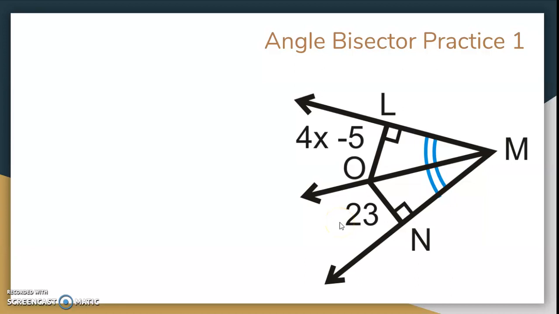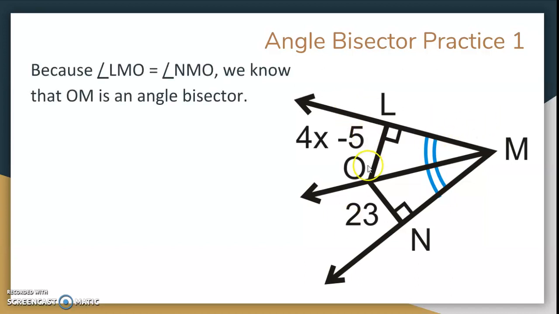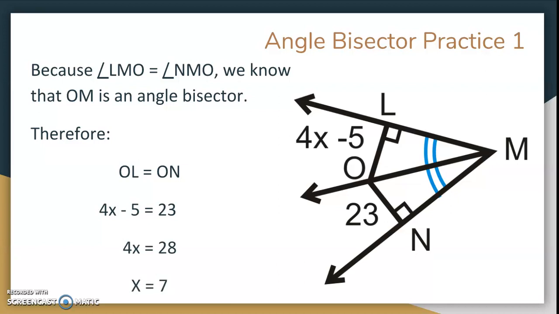First, give this a try on your own for a second. Wonderful. So we'll take a look now and see. We know that LMO and NMO here are congruent because they're marked with blue, and therefore we know that OM is an angle bisector. Because OM is an angle bisector, I also know that OL must be congruent to ON. They must be the same because it's an equal distance from the two sides. Knowing that OL is equal to ON, I can substitute in and use my algebra skills, add 5 to both sides, divide by 4 and find out that x is equal to 7.